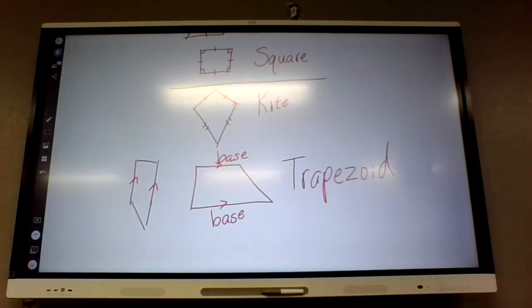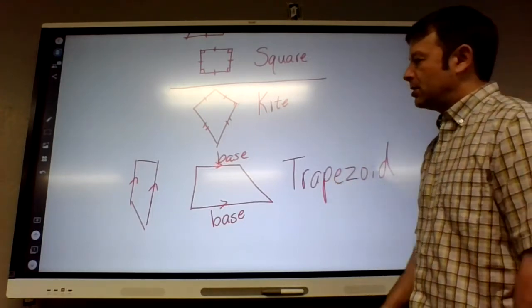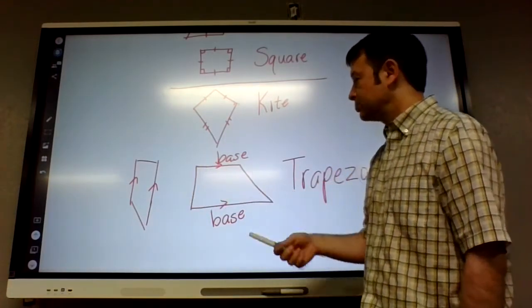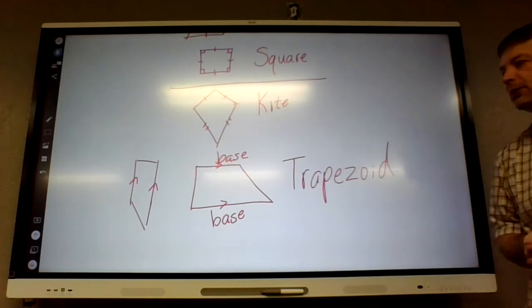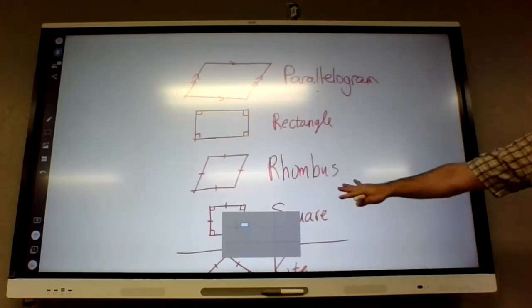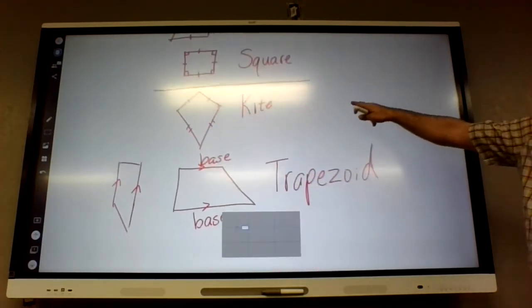Is a trapezoid a parallelogram? No, because these two sides are not parallel. Both pairs of opposite sides have to be parallel. So this is everything in the parallelogram family. And then these two are like the outsiders.